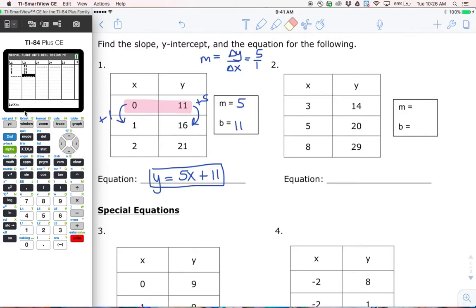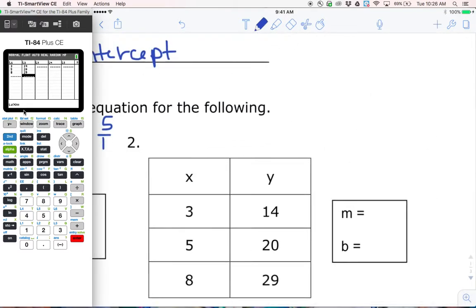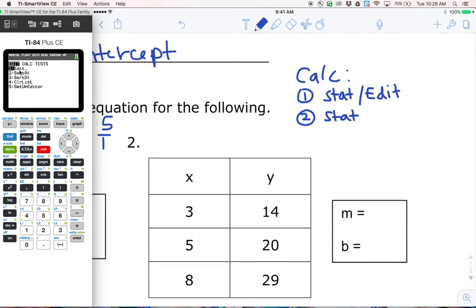You heard me say stat edit, so let's write down the steps up here. I'm going to write calc, and step 1, we do stat edit. Now that we have put our information into our calculator, we want to actually calculate this equation. So the next thing we do is press stat again. We're done editing, we don't need to edit anymore. We want to calculate something, so I'm going to click over to calc.